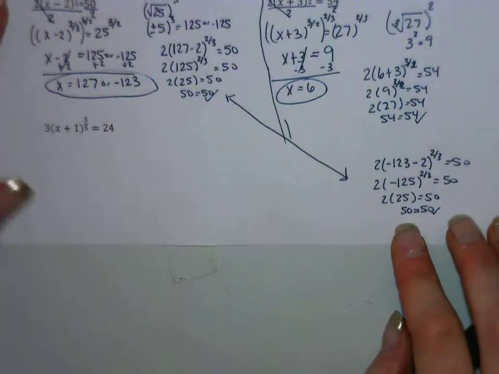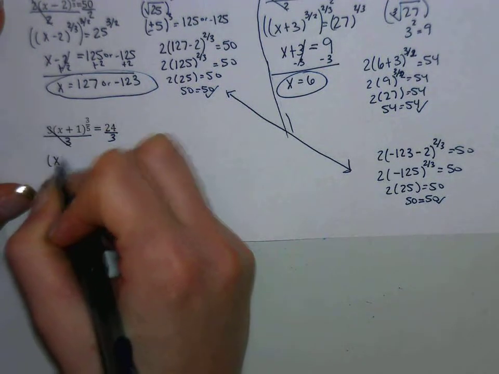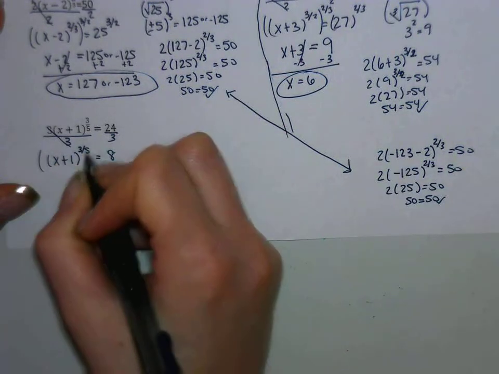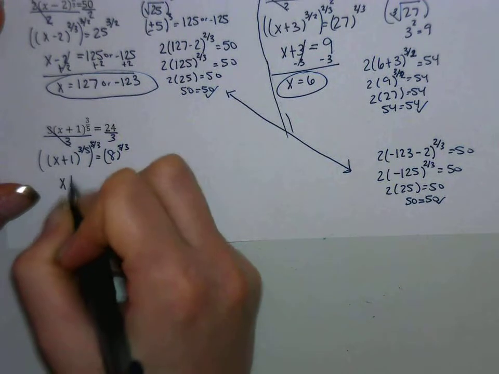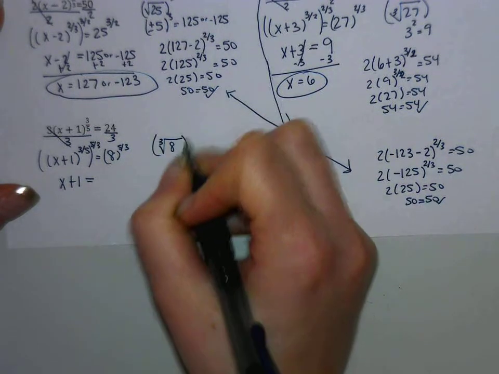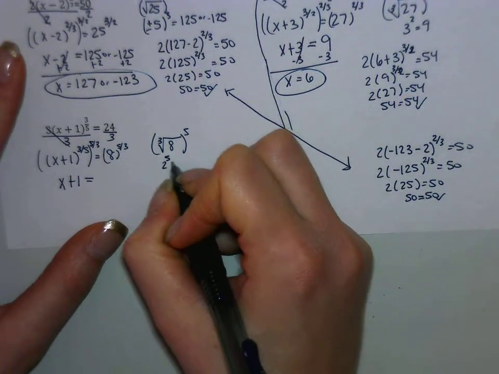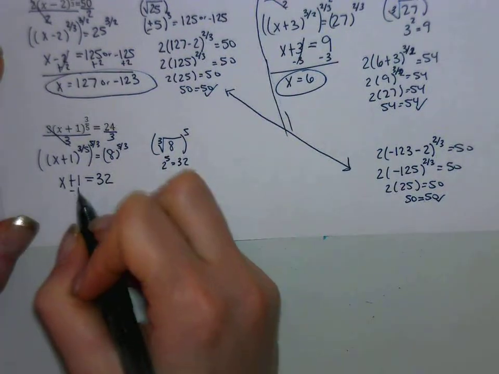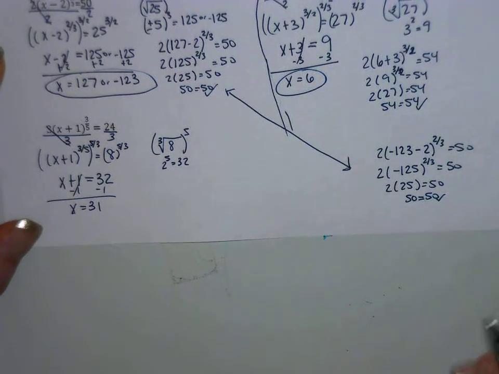Last example for today. Let's divide both sides by 3. So x plus 1 to the 3/5 power equals 8. Then we take both of these to the 5/3 power. So x plus 1 equals, this is going to be the cube root of 8, then 2 to the 5th power. The cube root of 8 is 2, so 2 to the 5th power is 32. So we subtract 1 from both sides. So x equals 31.